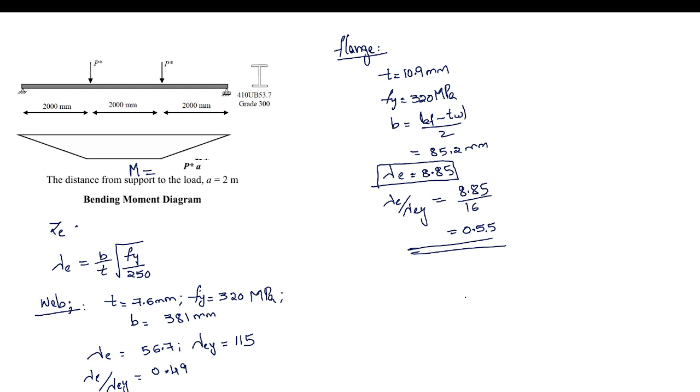Hence now after we have got this, the lambda s value will be 8.85. Okay, and the corresponding lambda sy is from the table 5.2, 16. Instead of ey we are writing it as sy, and lambda sp will be 9. Since lambda s is less than lambda sp, this is a compact section.